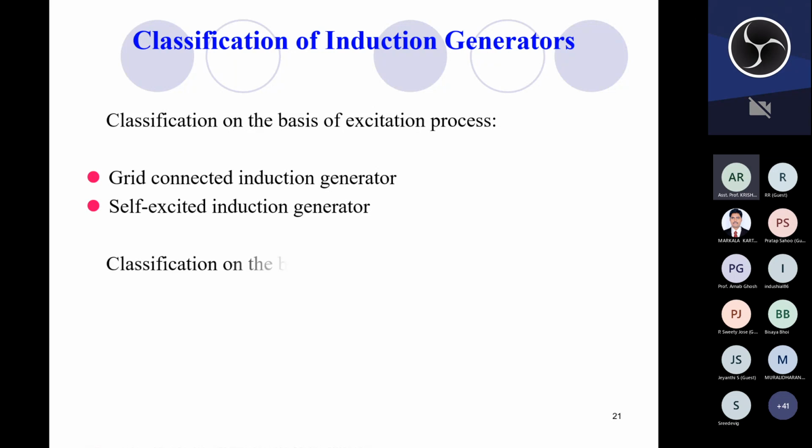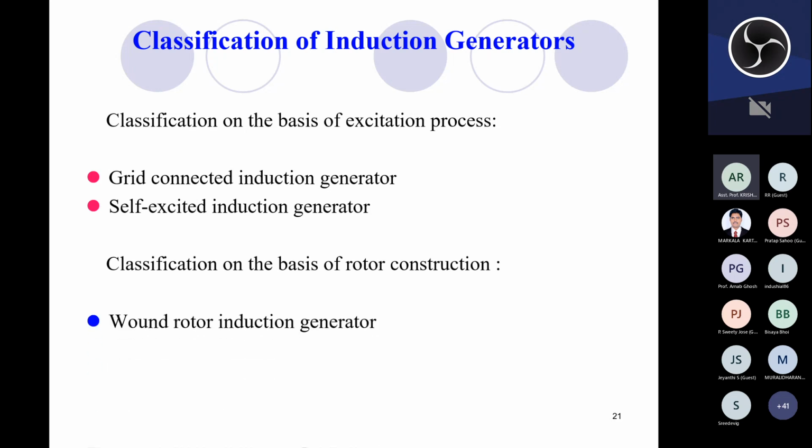Okay. Another way of classification is based on the rotor construction. It is very simple. You know, there are two types of induction machine. One is wound rotor, another is squirrel cage. So we can have two types of induction generator also based on the rotor construction. So here I am going to discuss the self-excited induction generator.